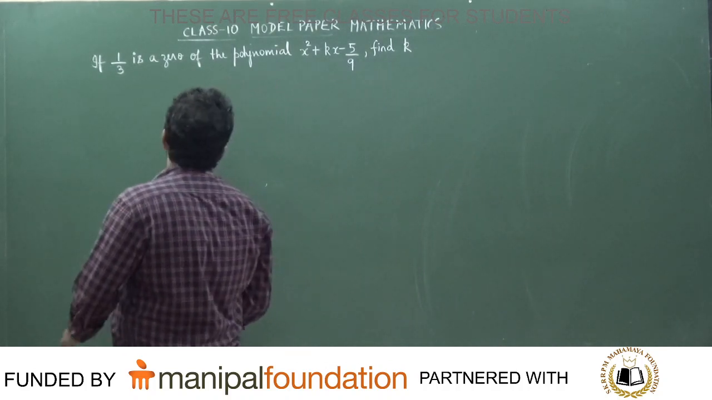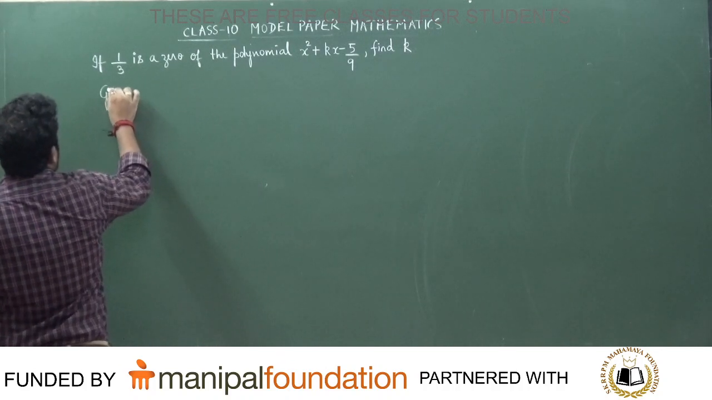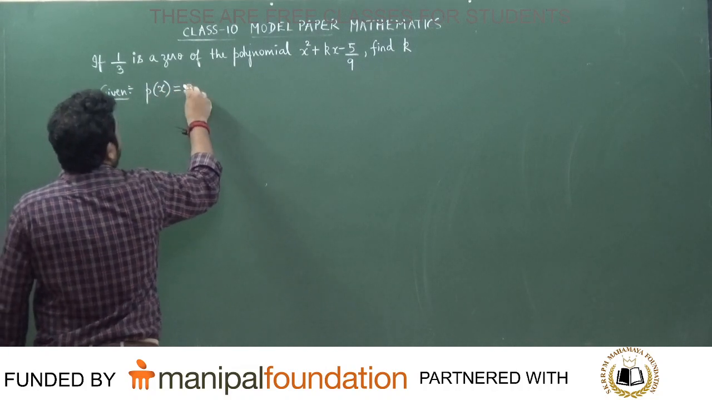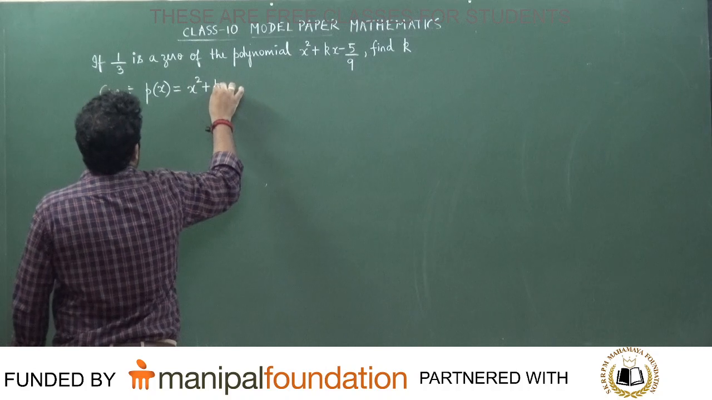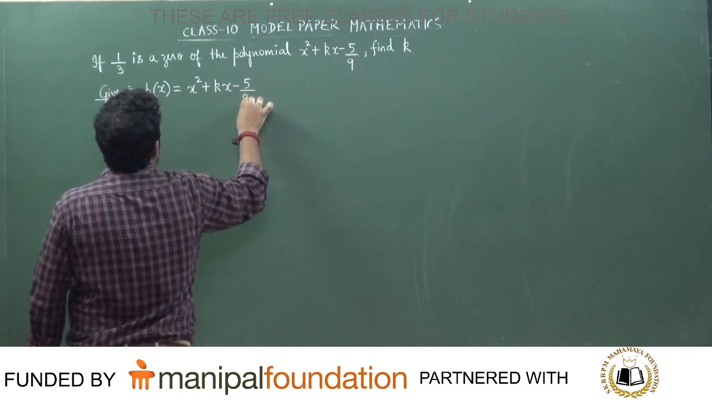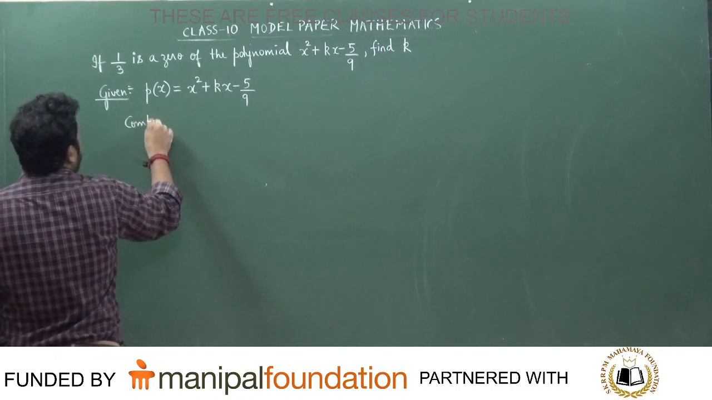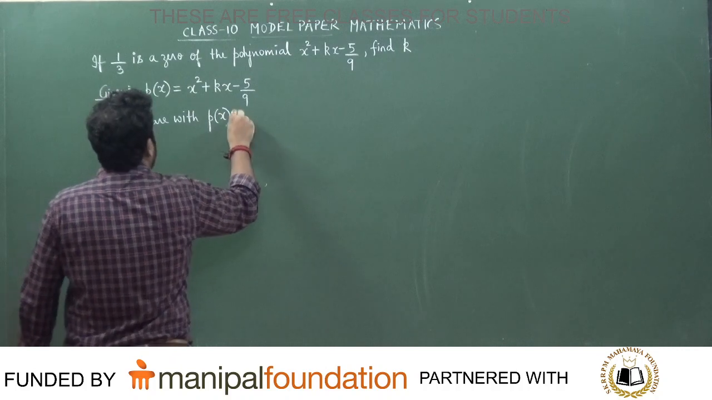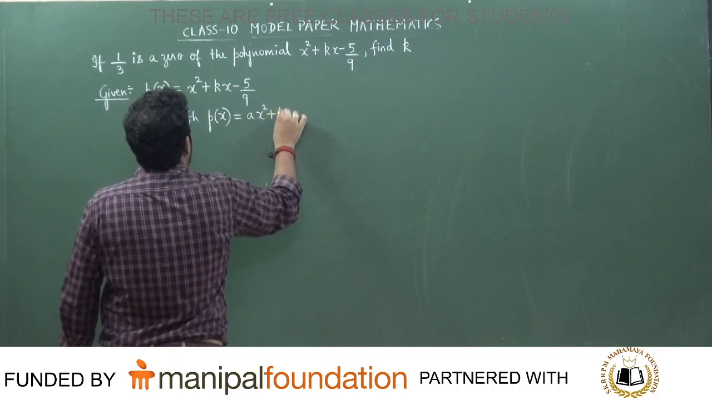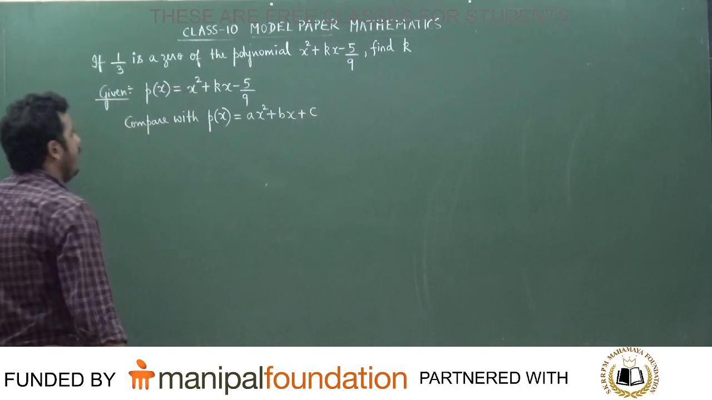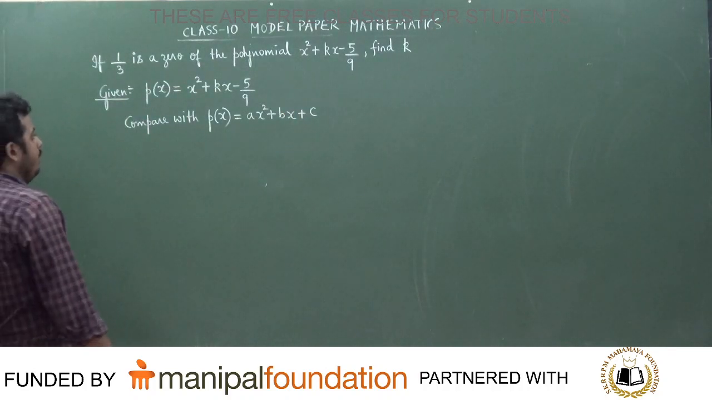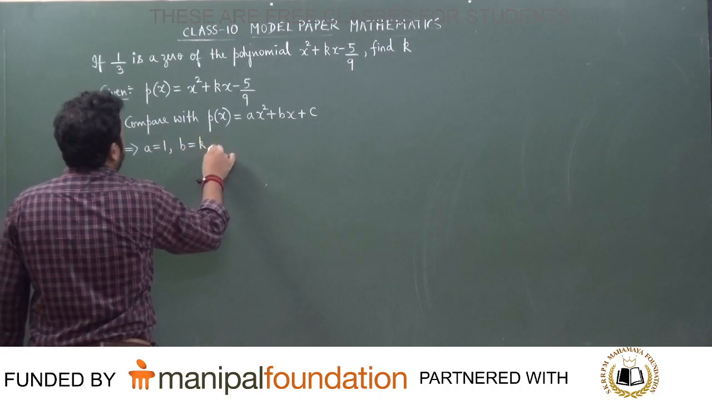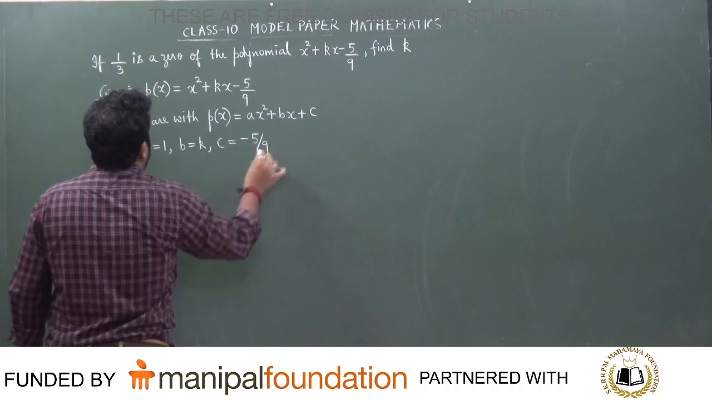If 1 by 3 is a 0 of the polynomial, so what is given in the problem? You call the polynomial in the variable x as p of x, that is equal to x square plus kx minus 5 divided by 9. What you do, students, you compare this with p of x is equal to ax square plus bx plus c. Compare this. So this implies the value of a is equal to 1, b is equal to k, and c is equal to minus 5 divided by 9.